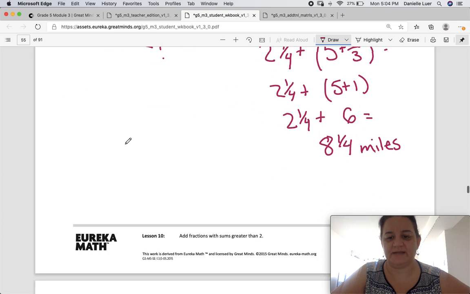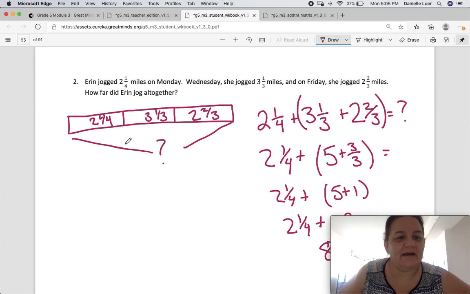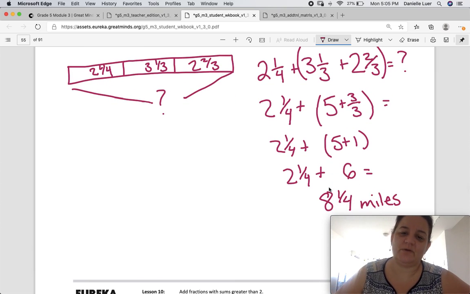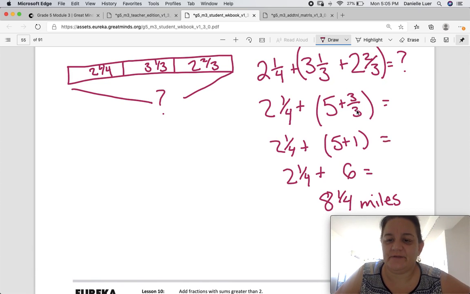Let's just make sure we're answering the right thing here. Erin jogged 2 1/4 miles on Monday. Wednesday she jogged 3 1/3 miles. Friday she jogged 2 2/3 miles. How far did she run altogether? Okay, so this would be 5, and 1/3 plus 2/3 is 3/3. And this 2 1/4, it's just hanging out. It's just following us down, right? Then I know 3/3 equals 1, so 5 plus 1 is 6. And then 2 plus 6 is 8, plus 1/4 is 8 1/4 miles.